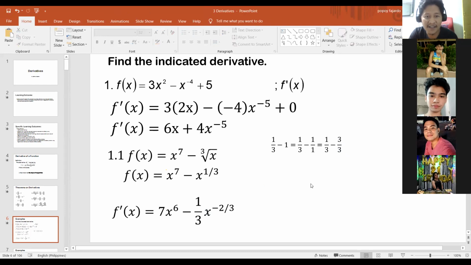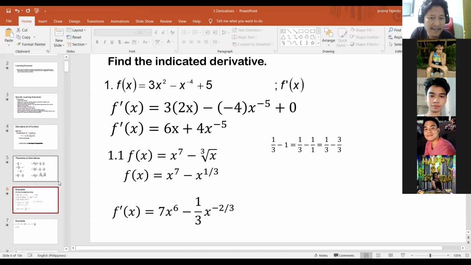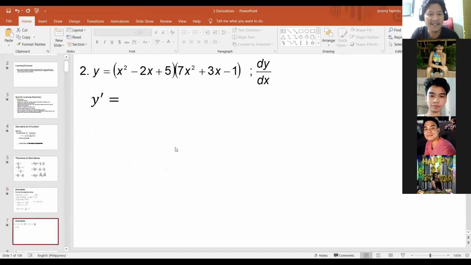Pwede na ba tayo magtuloy sa next na example? Hello? Malinaw na po ba yung Yes po. example? Next tayong example? Yes po, sir. Next naman na example, ito naman.